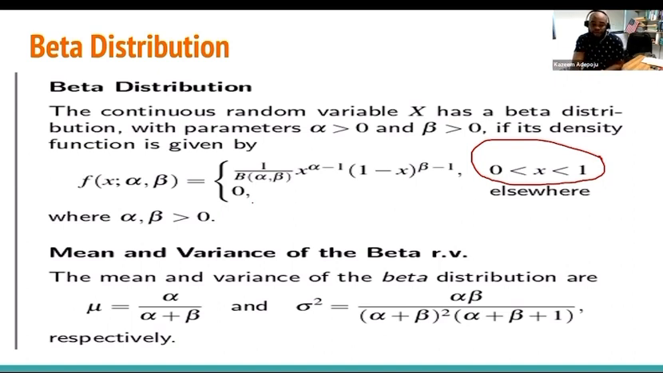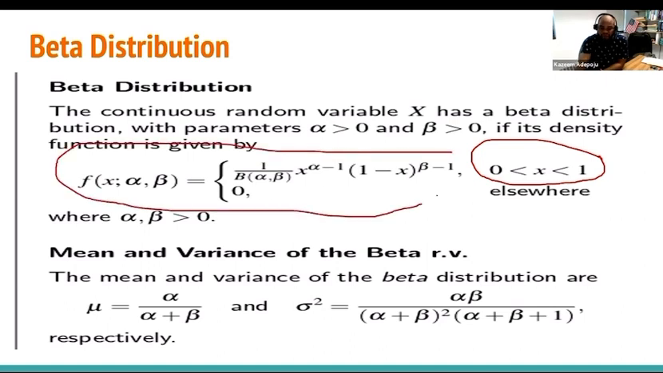Now, if I want to model a proportion, a random variable in the range of 0 to 1, and I want to conduct any statistical inference on that, then I need a beta distribution. This is the beta distribution.